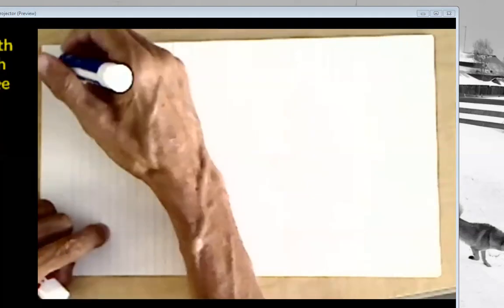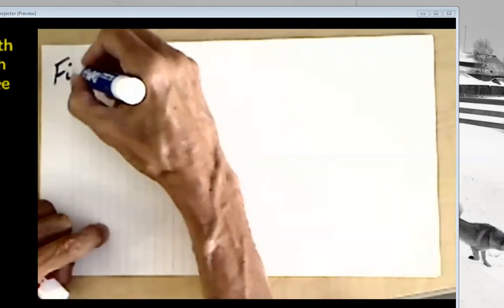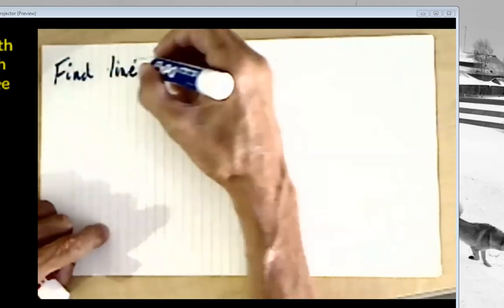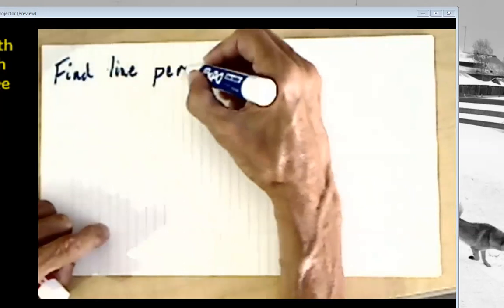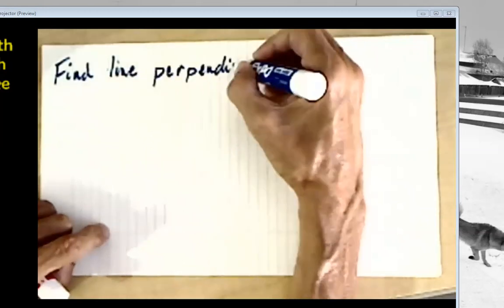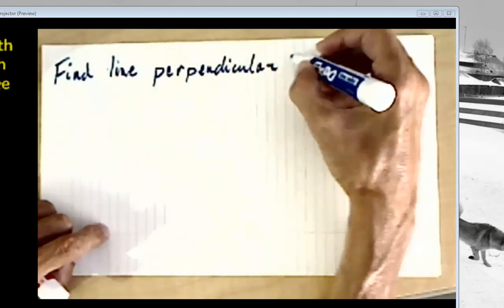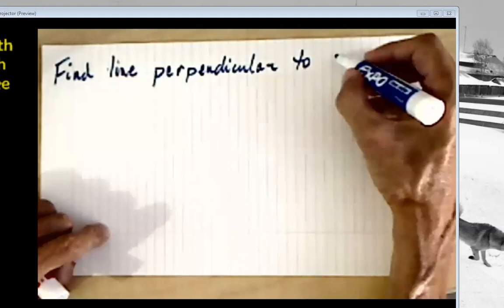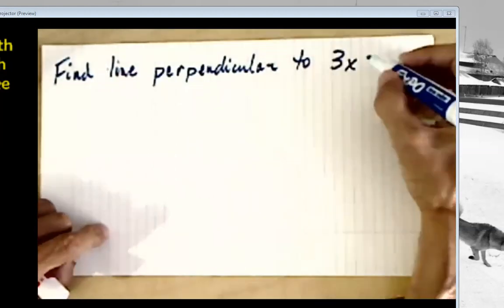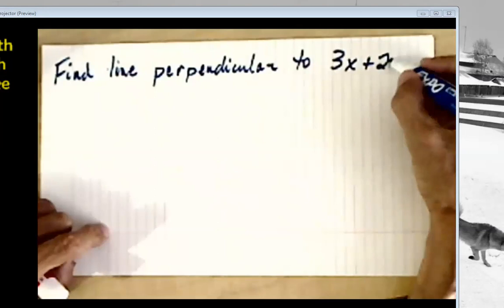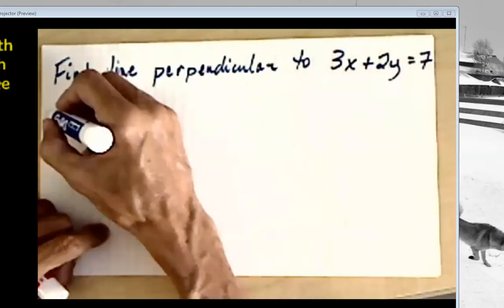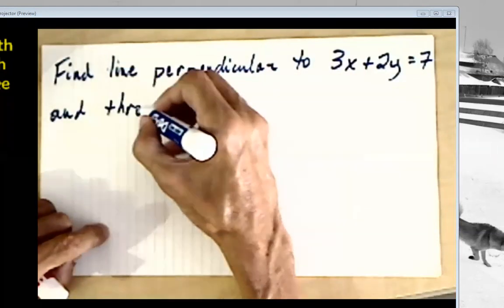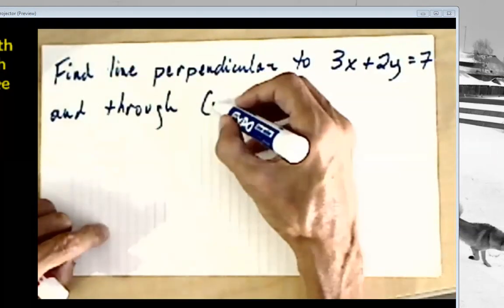I'm going to write like a caveman just for space here. Find line perpendicular to this: 3x plus 2y equals 7. And through minus 1 and 11.